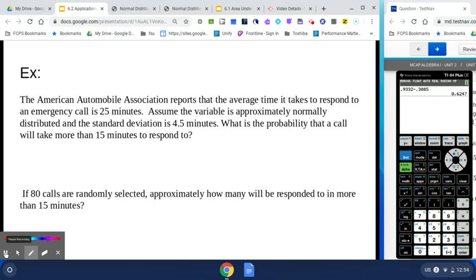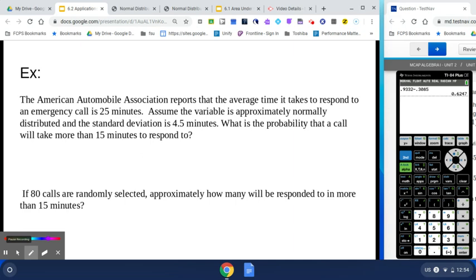Okay, the third and final example that we're going to take a look at together says the American Automobile Association reports that the average time it takes to respond to an emergency call is 25 minutes. Assume the variable is approximately normally distributed and the standard deviation is 4.5 minutes. What is the probability that a call will take more than 15 minutes to respond to?